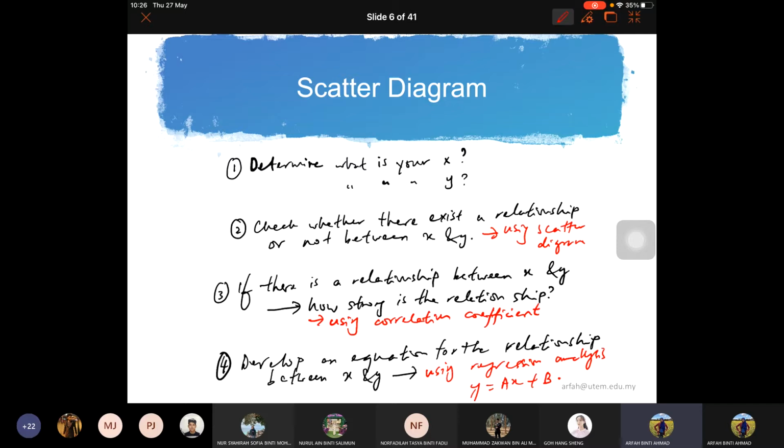Okay. Step pertama tadi kita dah determine apa X, apa Y. X is your independent variable dan Y adalah dependent variable. Okay. X akan determine Y. Then check whether there exists relationship or not. Kita akan tengok scatter diagram. Lepas tu kalau ada relationship, kita akan see how strong is the relationship. That is by using the correlation coefficient. So the last step is to develop an equation for the relationship between X dan Y by using regression analysis, that is Y equal to AX plus B. So yang nak salin boleh salin dulu.